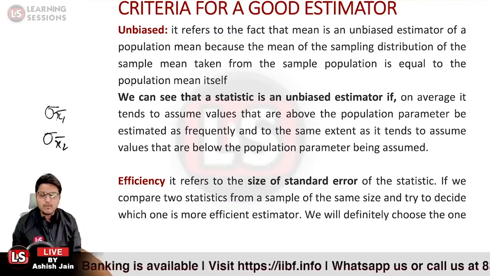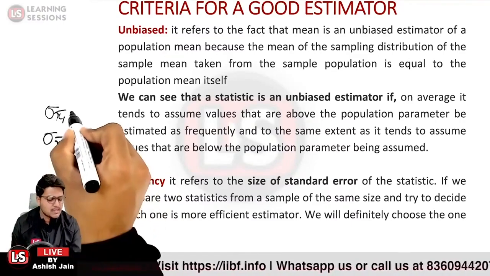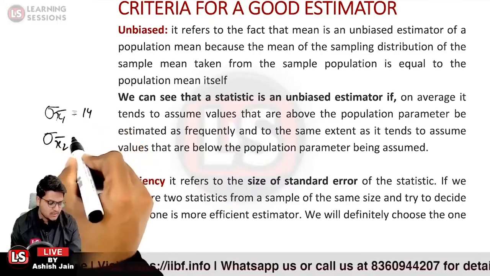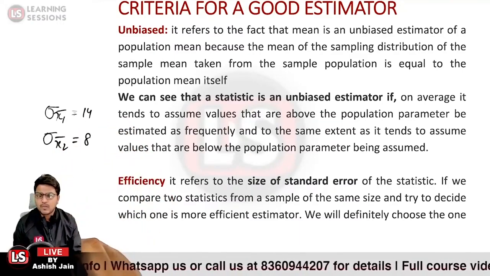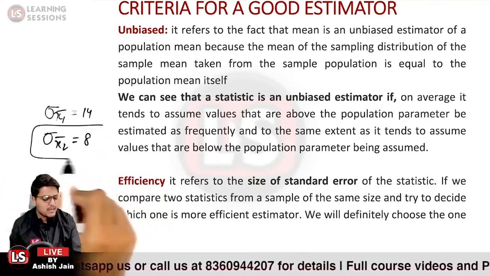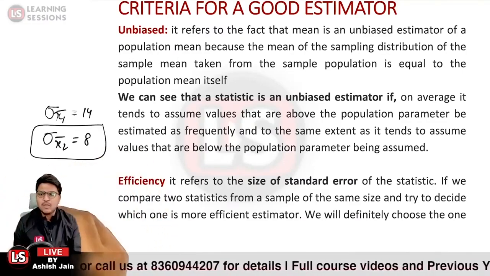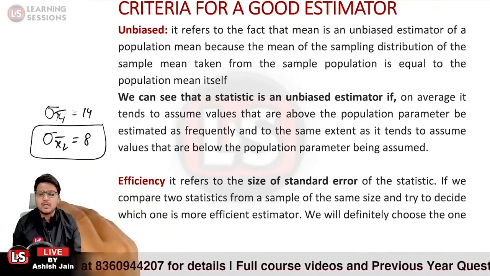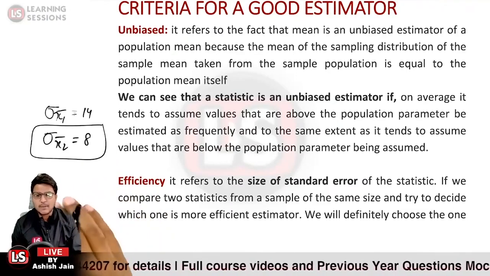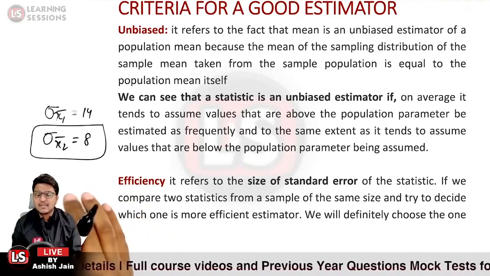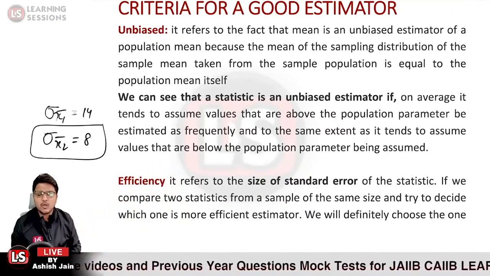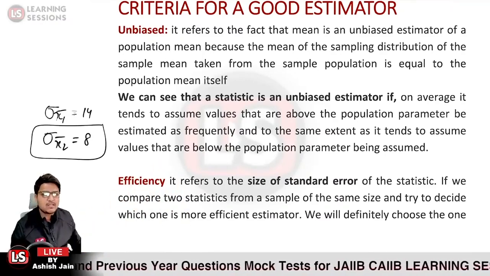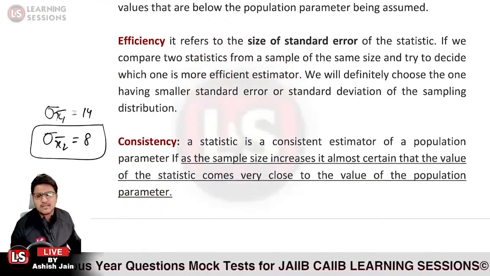So what would be more beneficial? If I have a standard deviation equal to 14 or a standard deviation equal to 8, which one would be more helpful? Definitely where I have the lesser standard error, that would be much more helpful and much more efficient, because in that way I have lesser errors when I compare the sample to the population itself. Okay, so that's related to the efficiency. Next, it is related to the consistency. That is the same thing that we have already learned.